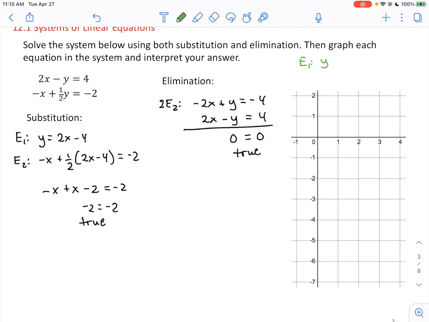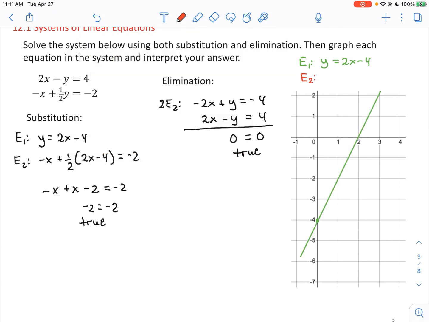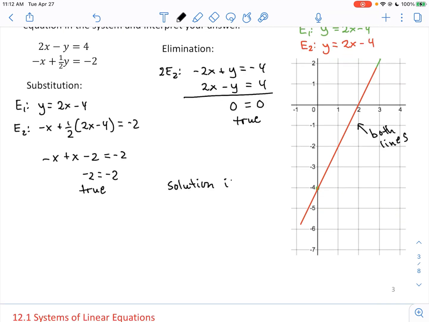Equation 1, solving for y, which we already did, is y is equal to 2x minus 4. So that's going to have a y-intercept of negative 4 and a slope of 2 again. And equation 2, solve that equation for y. I'm going to add the x to the other side and then double everything. So we get y is equal to 2x minus 4. Oh, that's interesting. Turns out that it's the same line, which means every single point on the line is a point of intersection. That suggests that there are infinitely many solutions, but we still want to describe what they are. They're not just any point. Like this point over here is not a solution. It has to be a point on the line. So our solution is all points on y equals 2x minus 4.